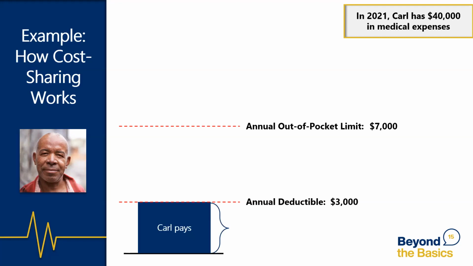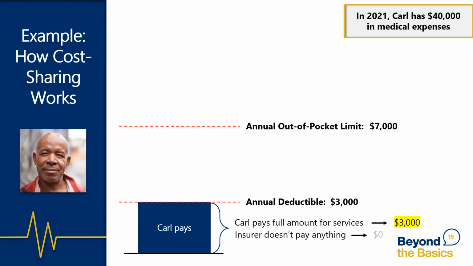His hospitalization cost $16,300. Since the plan Carl was enrolled in has a $3,000 deductible and hospitalizations are subject to the deductible in this plan, Carl had to pay the first $3,000 of his hospitalization bill in order to meet his deductible. Now, the remaining hospitalization bill was $13,300.